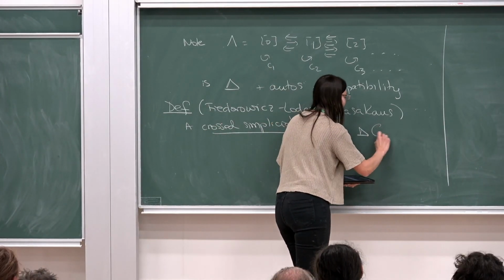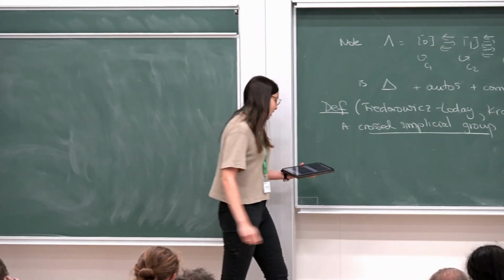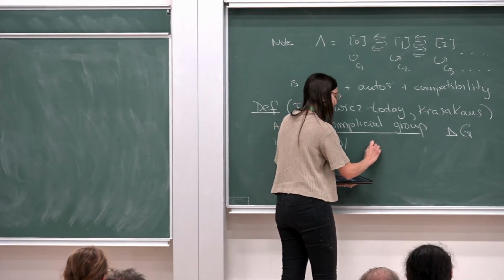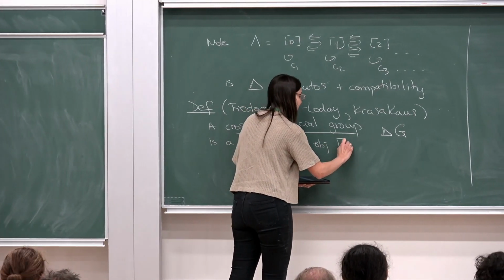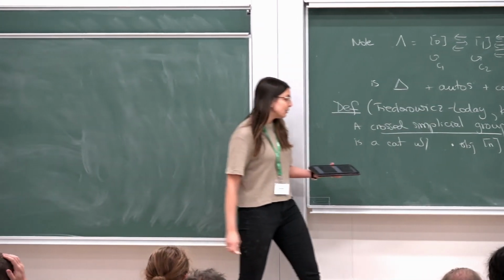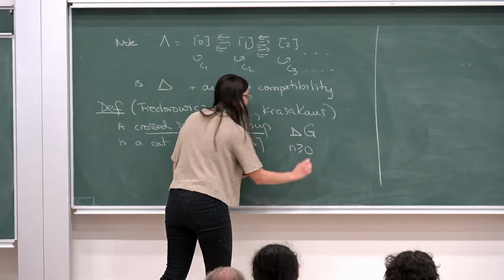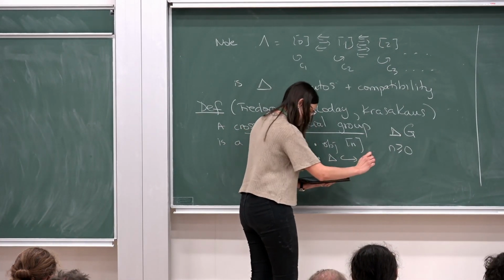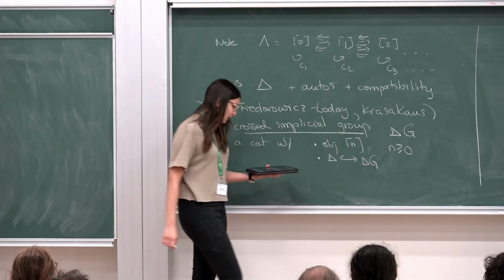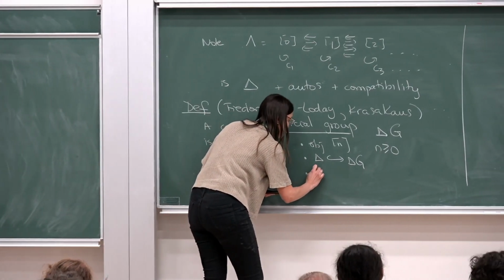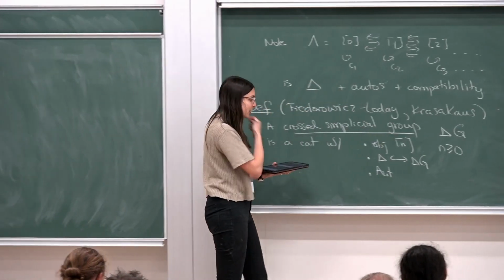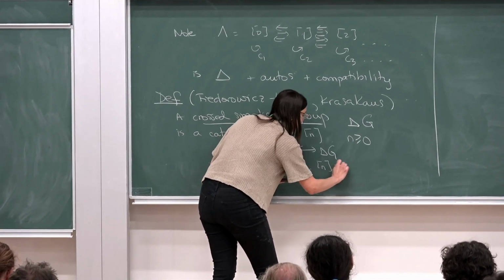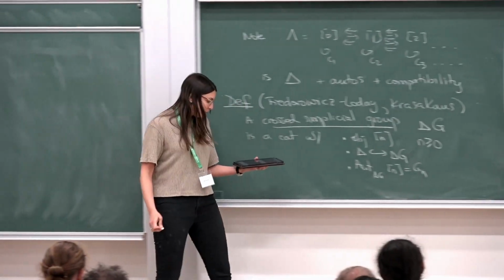And we're going to use this notation delta G. It is a category where the objects are, again, the natural numbers n for every n bigger than or equal to 0. Delta is going to sit as a subcategory in here. But now we're also adding in automorphisms, so the automorphisms in delta G of n are going to be some group G sub n.